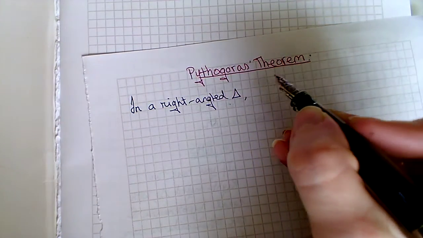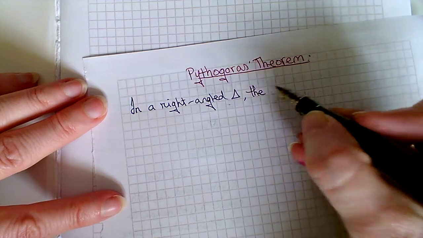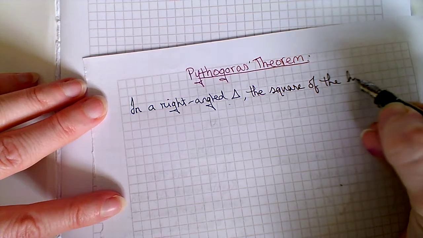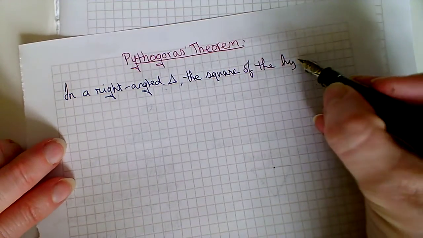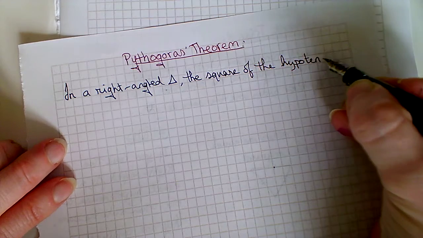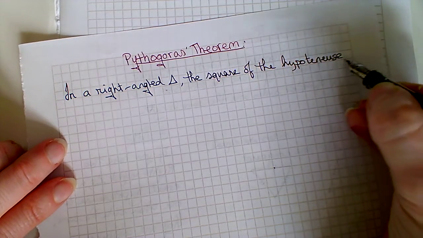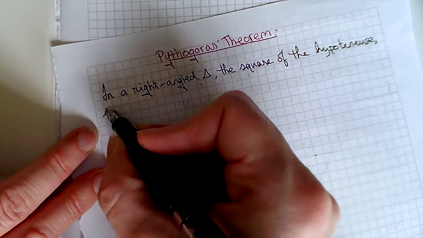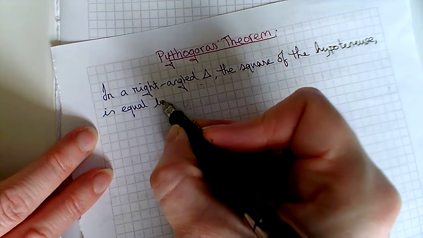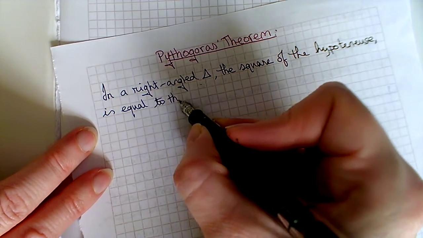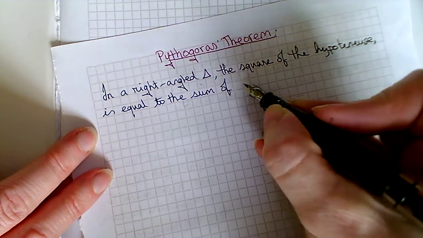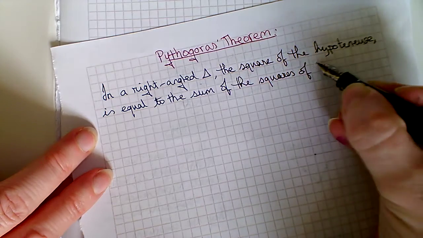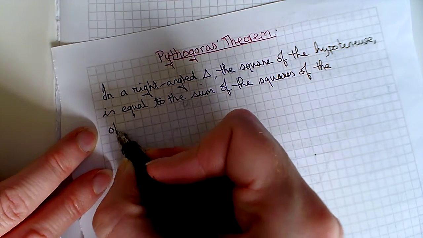In a right-angled triangle, the square of the hypotenuse, the longest side, square of the hypotenuse. Will you be penalised if you misspell it, do you think? You won't. In a right-angled triangle, the square of the hypotenuse is equal to the other two sides squared and added together. The sum of the squares of the other two sides.